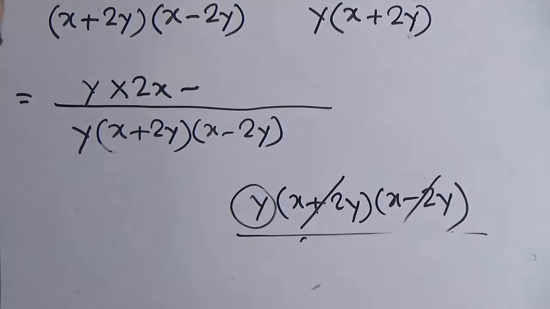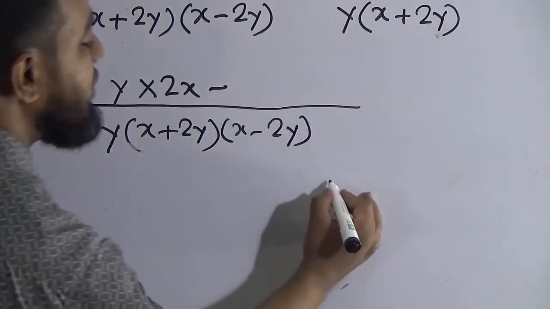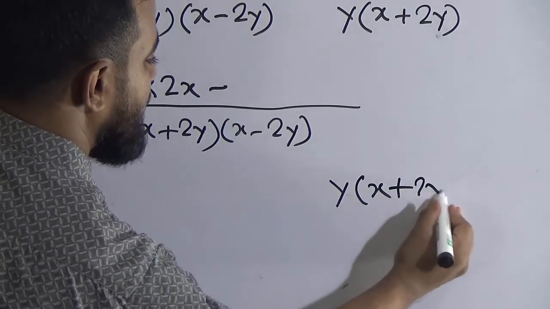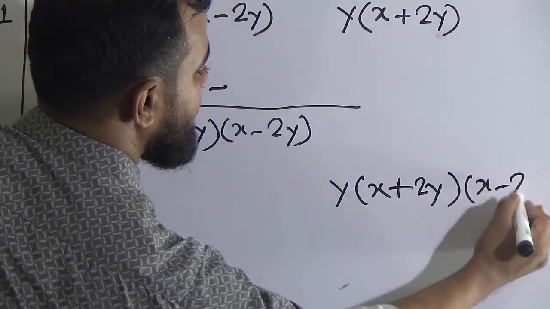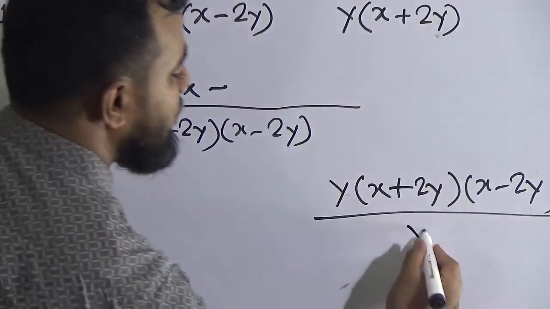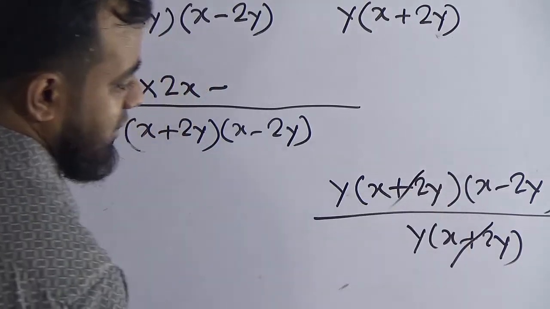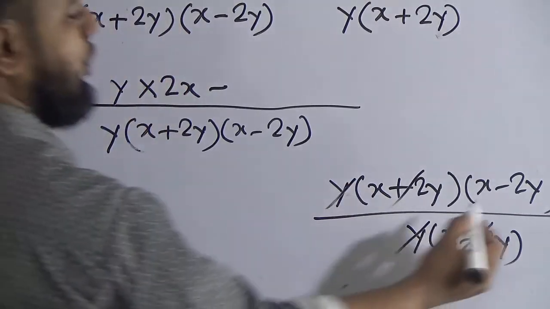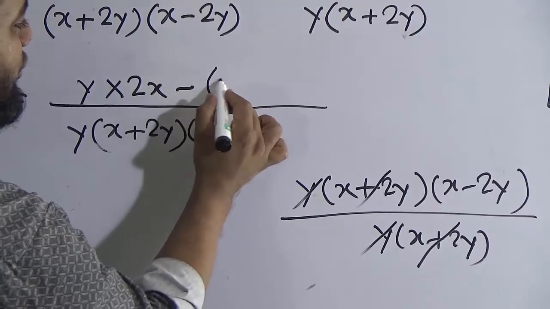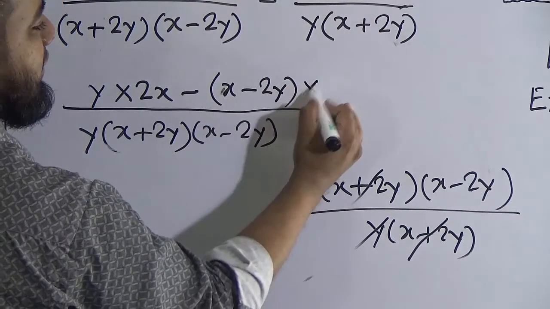We need to divide again the LCM by the second fraction's denominator. Okay, the LCM is y into x plus twice y into x minus twice y, and the second fraction denominator is y into x plus twice y. Now x plus twice y can be cut down, y can be cut down. So x minus twice y remains here. X minus twice y will be multiplied with the numerator x.